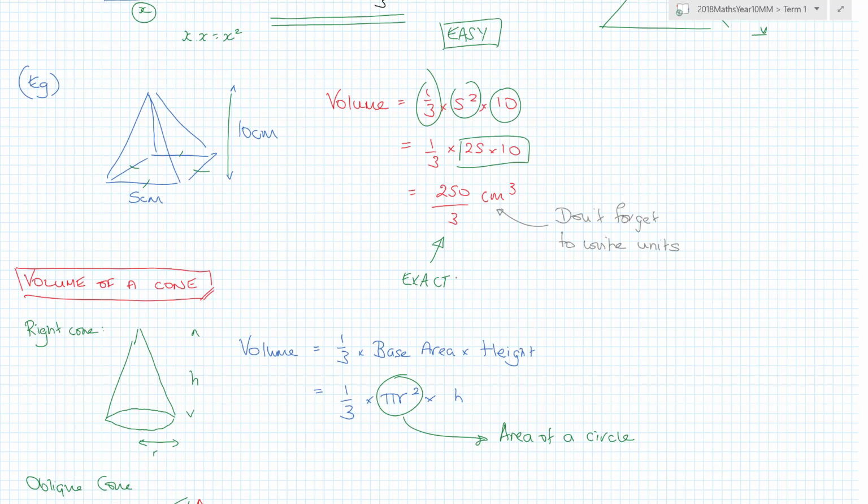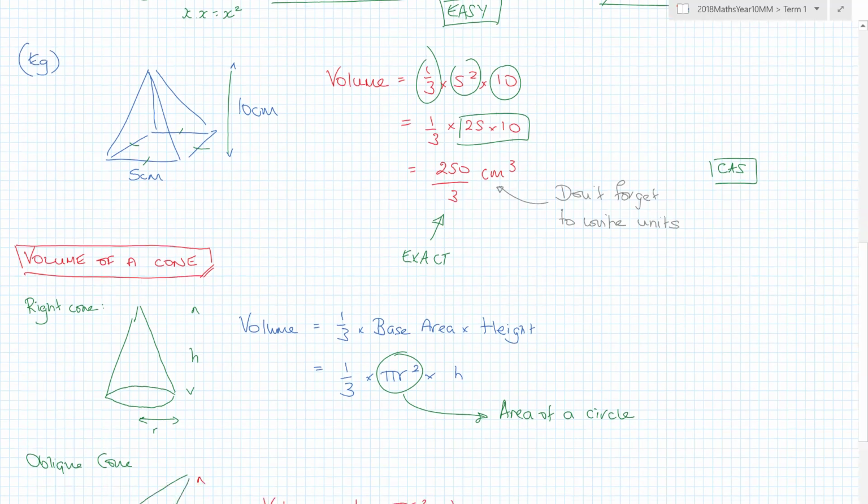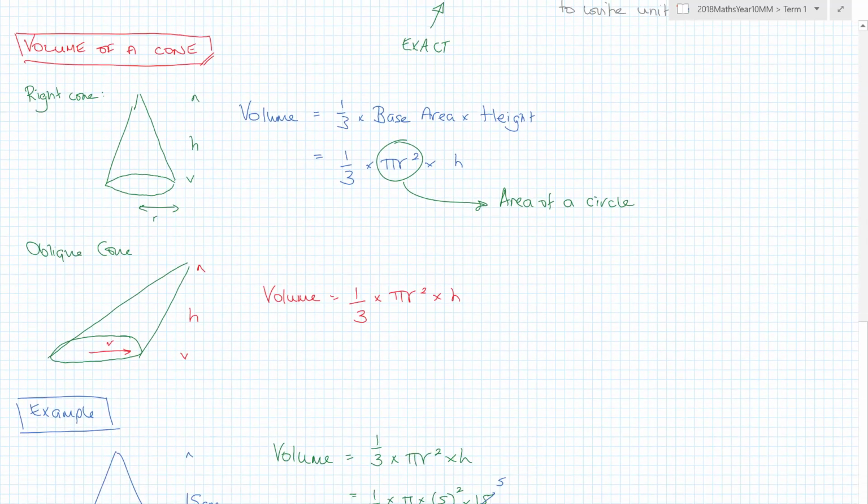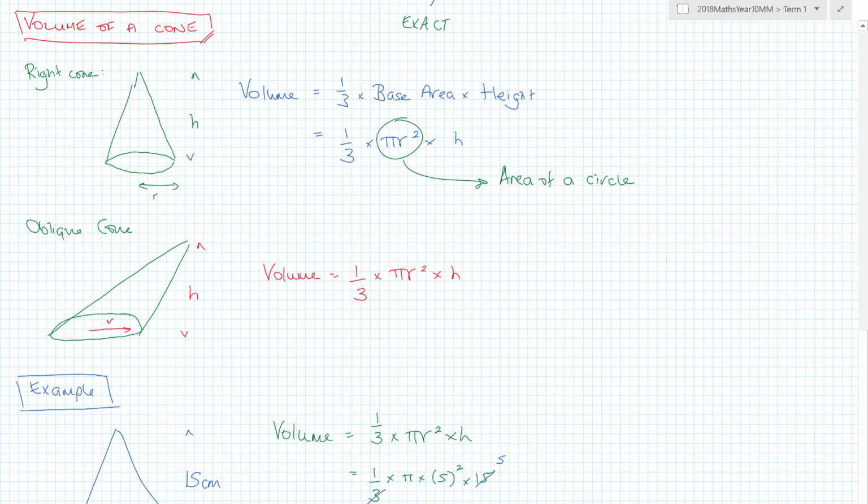Now, when it's exact, it has to be a fraction, or it has to be some form of surd, or it has to have a pi in it. If the question says round it to 2 decimal places, then I would absolutely use my CAS calculator to substitute that out and use it in. But as this is just a quick example, because these are all just formula based, I haven't done that on my CAS. Volume of the cone is another one you need to know.